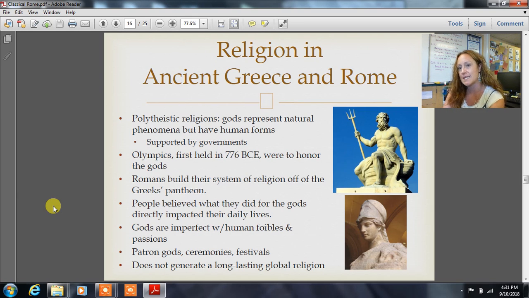Monotheism, having a single deity or god, is often portrayed as all-knowing and just and not susceptible to human behaviors. Patron gods, ceremonies, festivals. So again, this goes to offering tribute to their gods. But polytheism does not generate a long-lasting global religion, and Judaism will continue out of period 1. Hinduism continues out of period 1, and then in period 2 we had Buddhism, and now with Christianity, those are some of our major world religions today that have been able to sustain long-lasting beliefs.